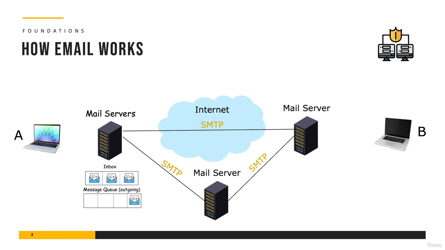Now every mail server has, among a bunch of stuff, two most important things: an inbox for each user, in which all the emails that have been received are placed. And in addition, it also has a messaging queue or an outgoing queue. So every message that A sends comes here, and at its appropriate time, it's forwarded by the mail server, right? Now let's see how it actually works.